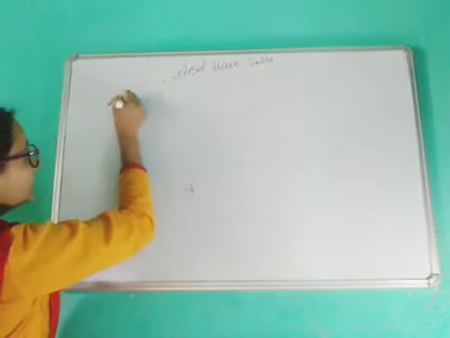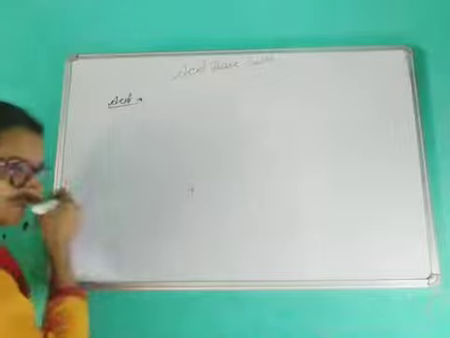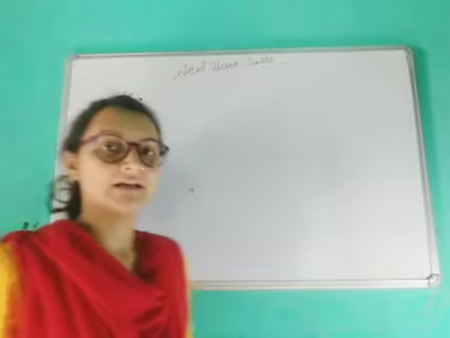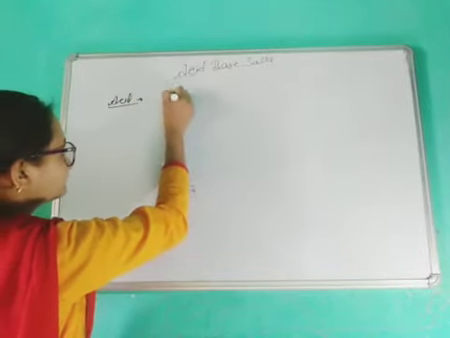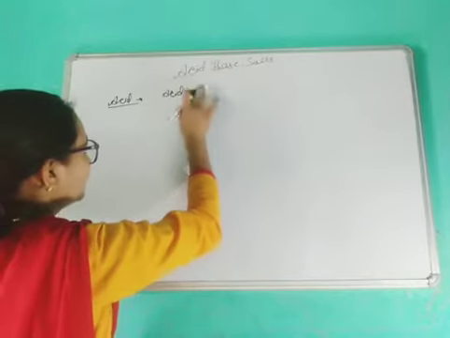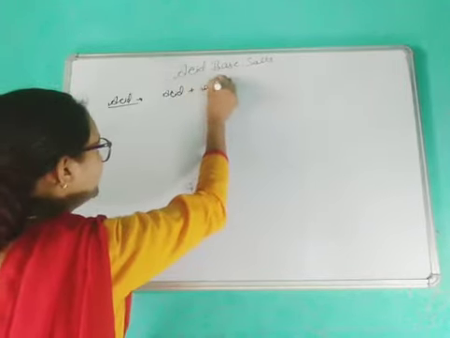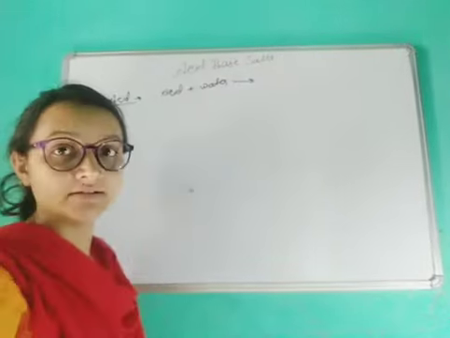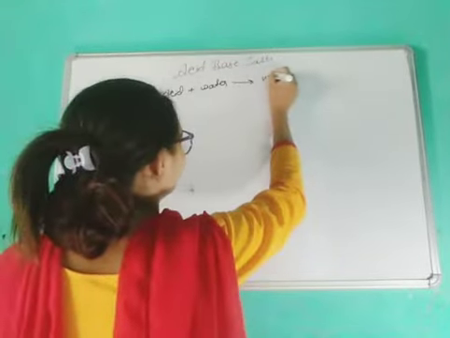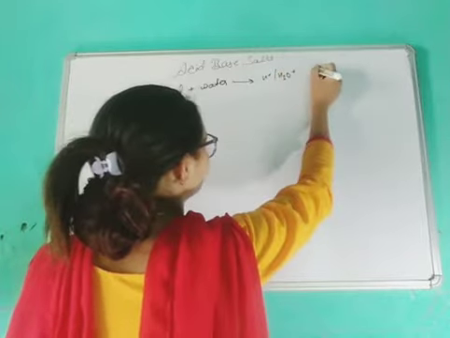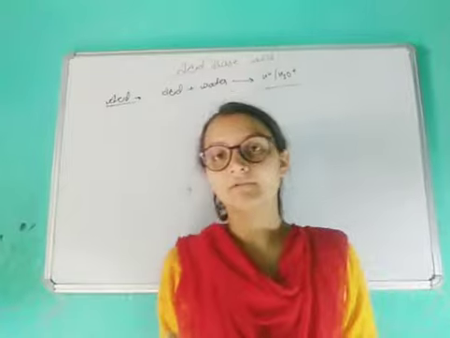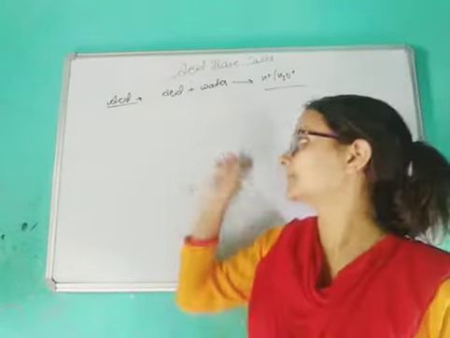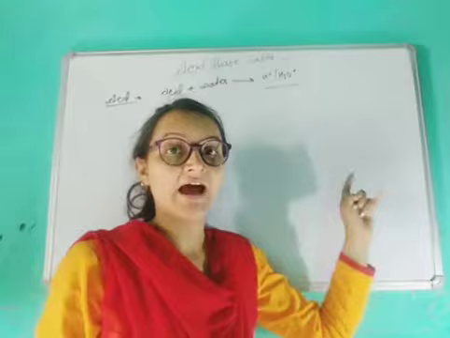First of all, what is acid? Acids are those compounds which, on dissolving in water, release H plus or H3O positive ion. So acids always release H positive ions, or they form the hydronium ion. H3O positive is hydronium ion.